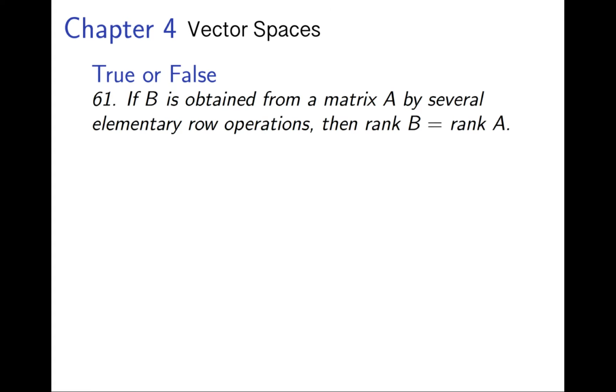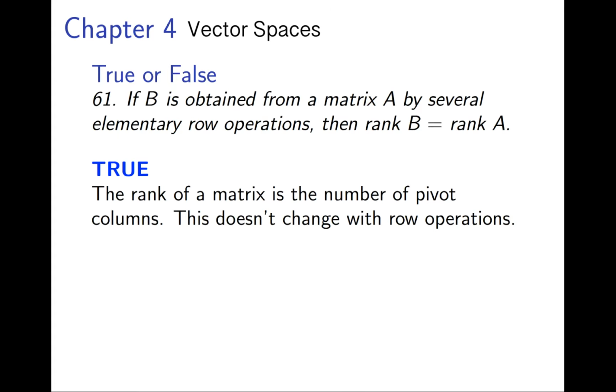Number 61. If B is obtained from the matrix A by several elementary row operations, then the rank of B is equal to the rank of A. And this is true. The rank of a matrix is the number of pivot columns, and this does not change under row operations.